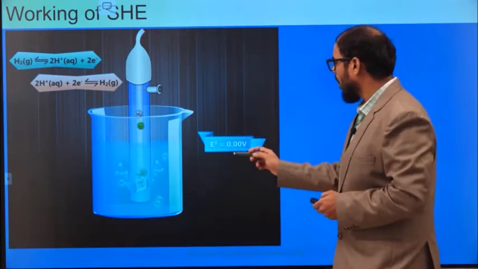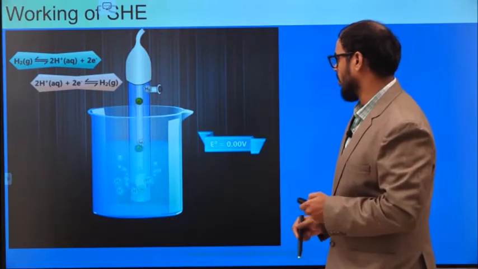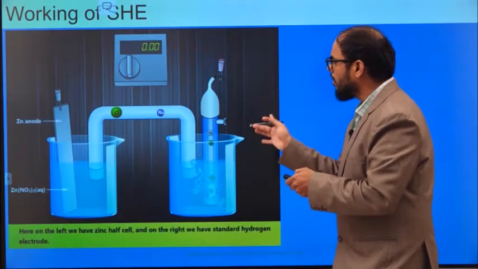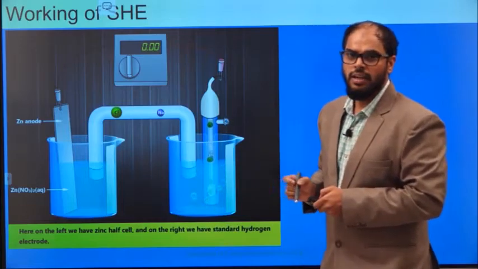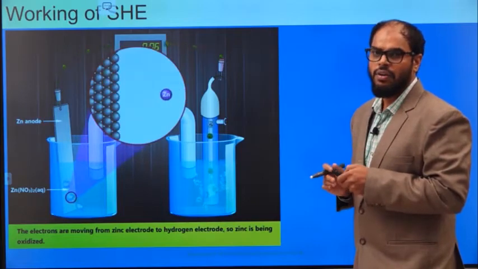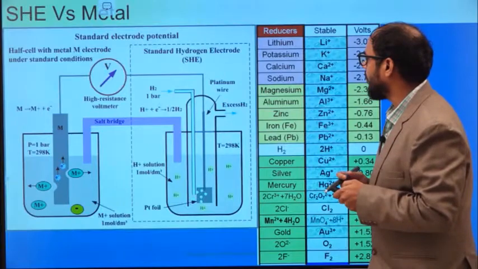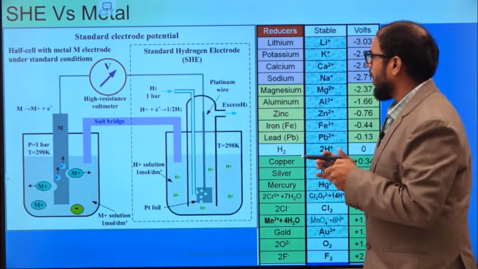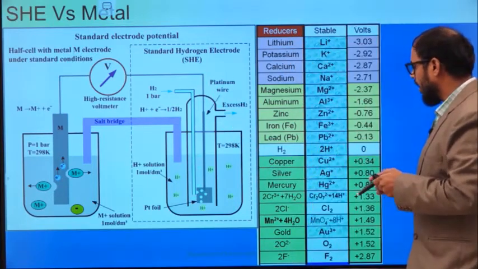This SHE electrode has been given a value of 0.00 volts. It has to be used as a reference electrode with any electrode whose potential can be measured by this voltmeter. The SHE is a very important reference electrode for most calculations of electrode potential. Let us try to understand the electrochemical reactions of SHE with respect to any other metal.